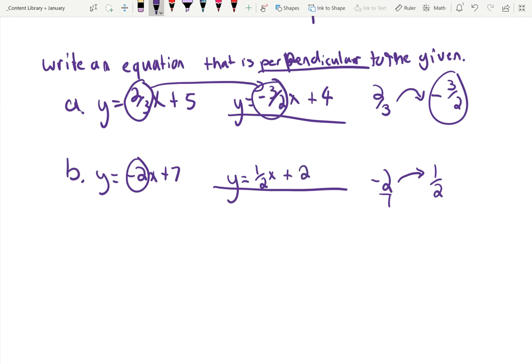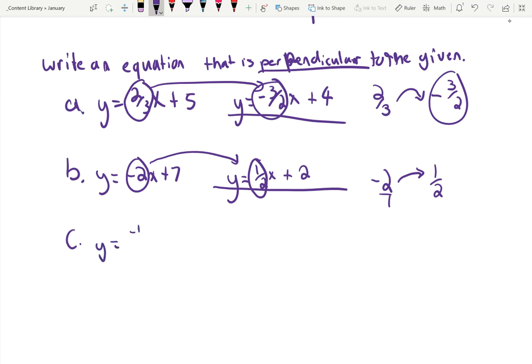Y-intercept is not important. The thing that's important is getting the slopes changed correctly. Opposite reciprocal slopes. So -2, opposite reciprocal is 1/2. So the new equation will have a slope of 1/2. You have to get that. That's the most important part on all of this. Let's try another, right? Let's try y equals, write a perpendicular line to this.